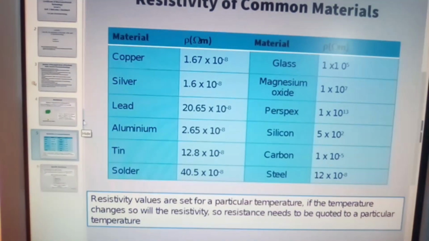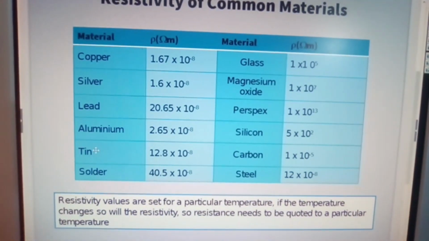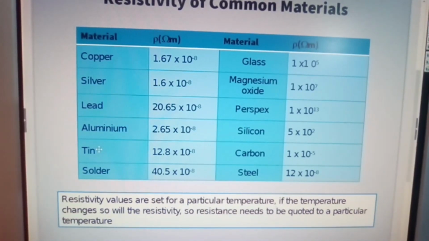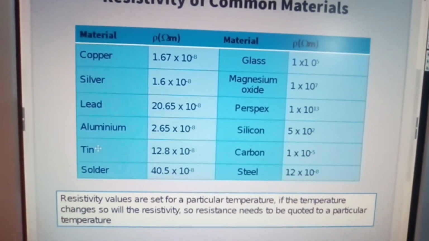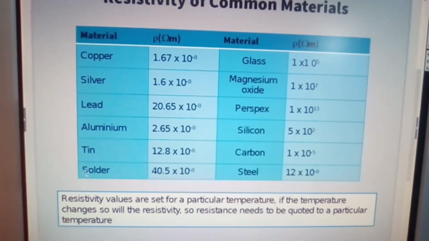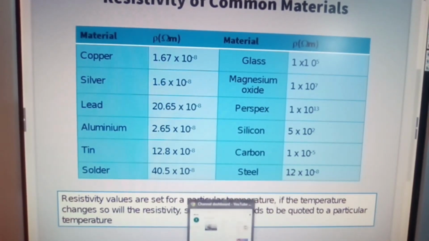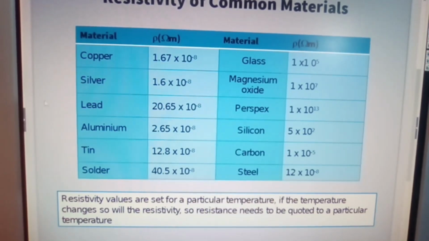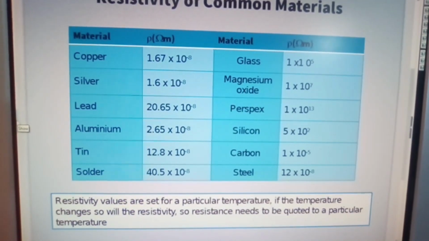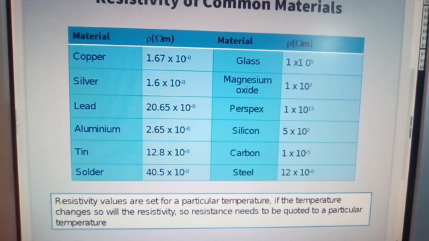And here we have the resistivity of the common materials. Let me see if I can add to that. No, I won't add to that now because that will take me off the objective that I'm presently doing. But these are the resistivities of the given materials.